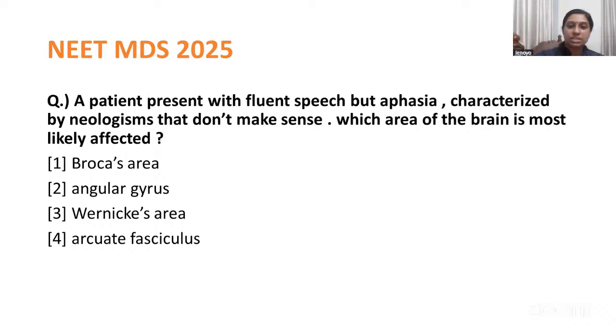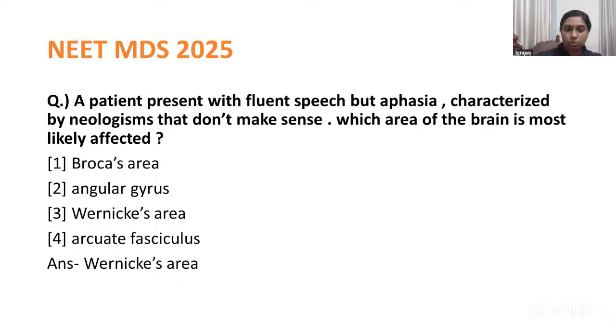A patient presents with fluent speech aphasia characterized by neologisms that do not make any sense. That's uncommon words or words without any meaning. That's neologisms. Which area of the brain is most affected? The options are Broca's area, angular gyrus, Wernicke's area, arcuate fasciculus. So what's the answer? The answer here is Wernicke's area.